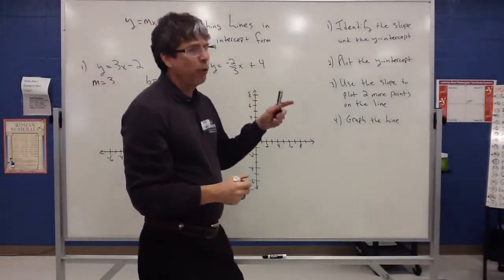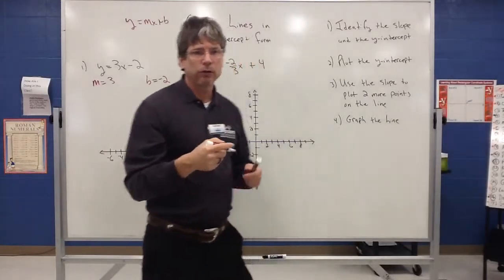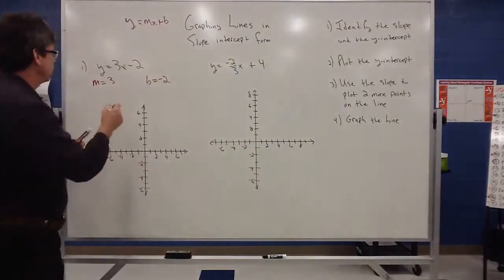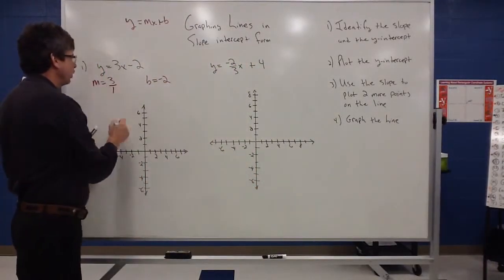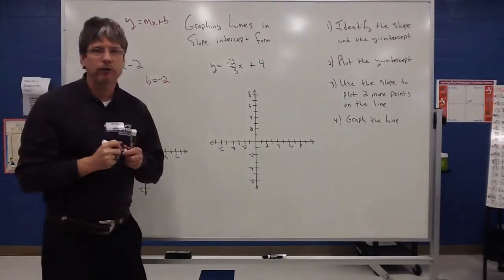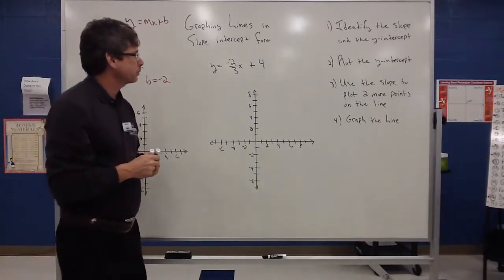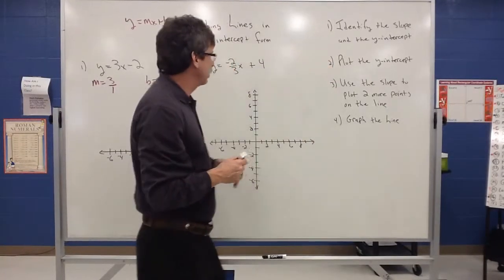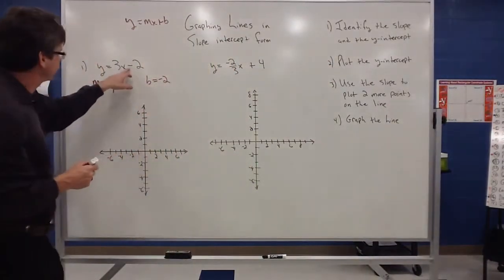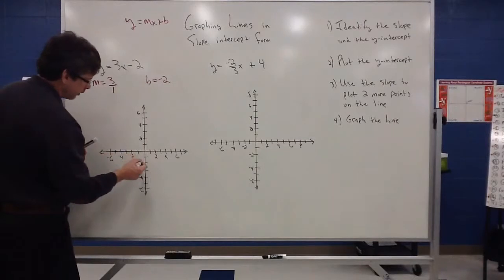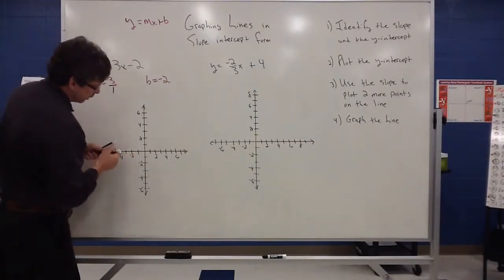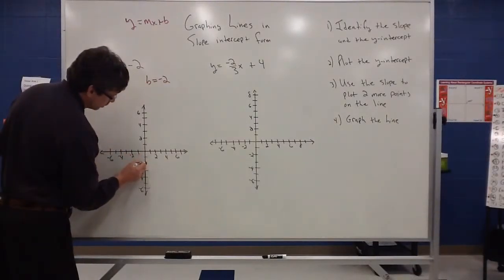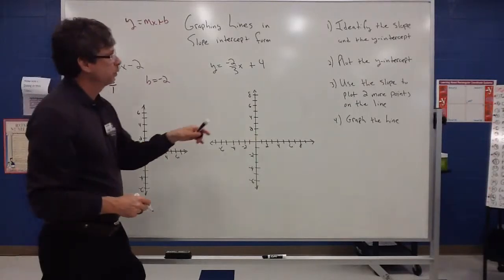Now, remember, slope has to be this rise over run. So if I have a whole number for slope, it's a good idea to write that as 3 over 1. So now we have our rise and run concept. So once we identified our slope, the next thing we'll do is plot our y-intercept. Our y-intercept is this -2. So I'm going to graph this -2. So we plot our y-intercept.